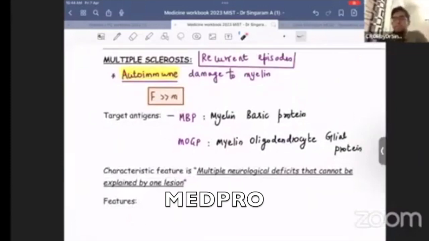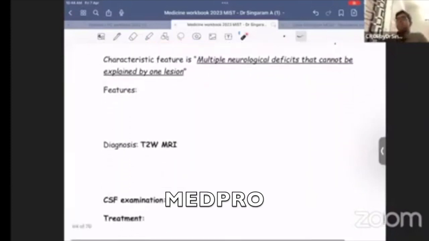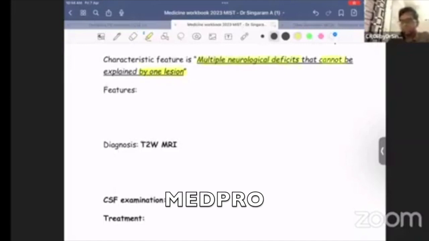Every time an attack of multiple sclerosis occurs, the manifestation will be different. That is why, can you see what I have written here? Multiple sclerosis, the characteristic feature is multiple neurological deficits which cannot be explained by one lesion.